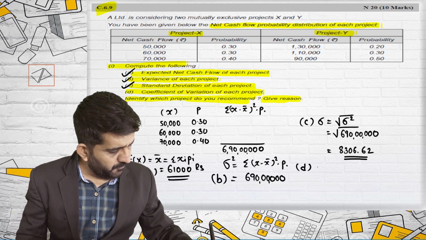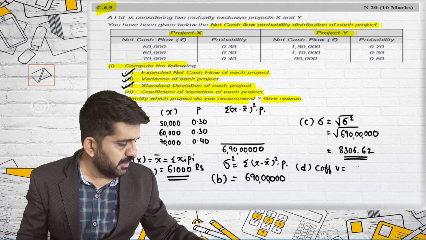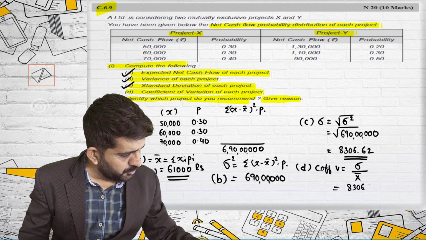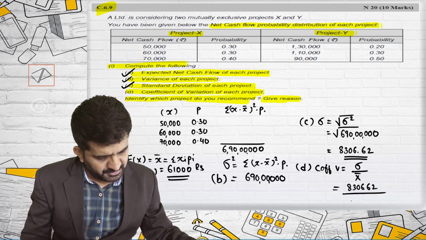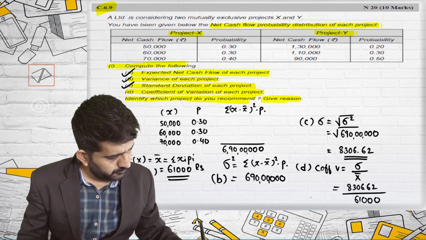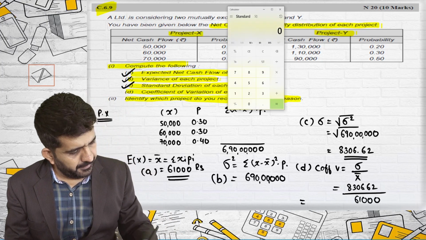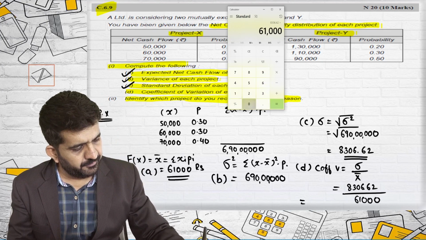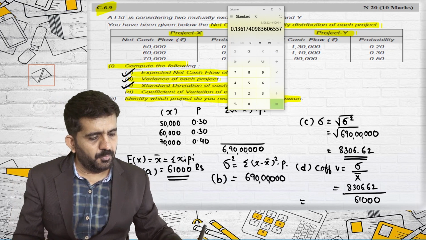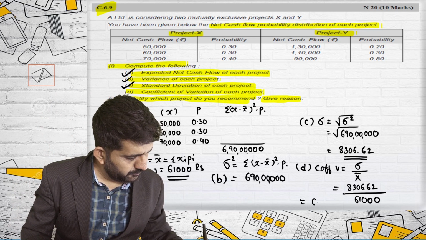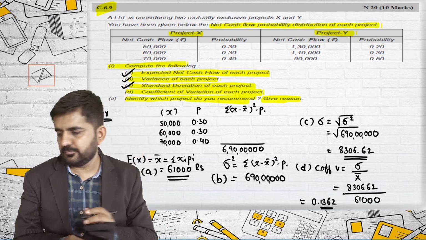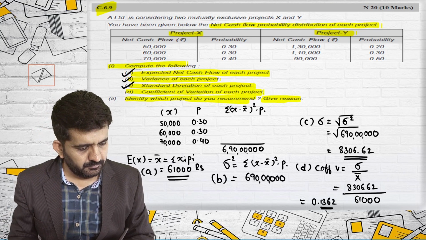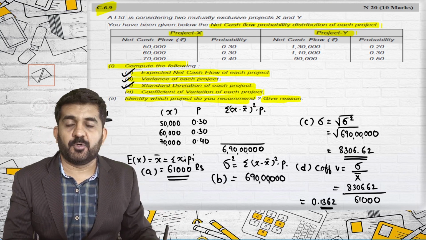D. Coefficient of variance is nothing but standard deviation divided by x bar, which is 8306.62 divided by x bar, 61,000, which will be equal to 0.1362. This I have done for project X.